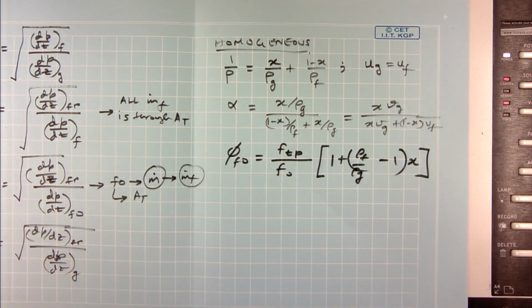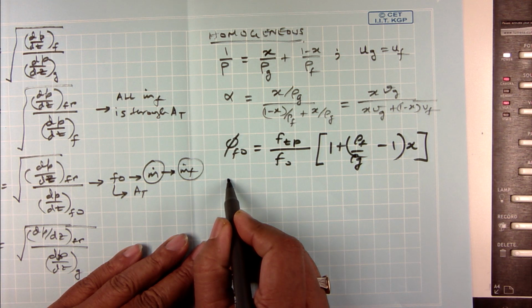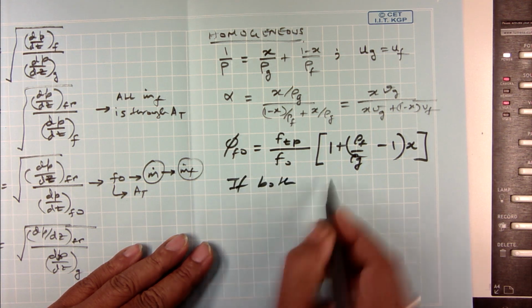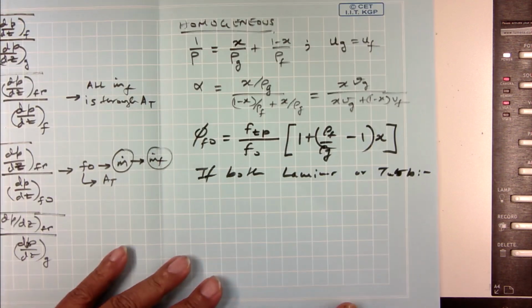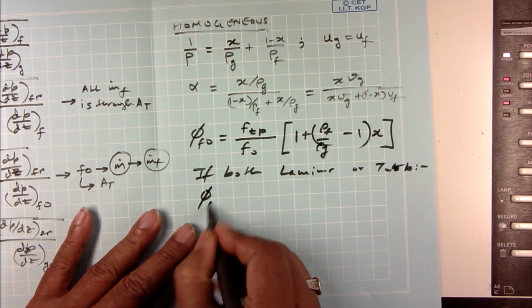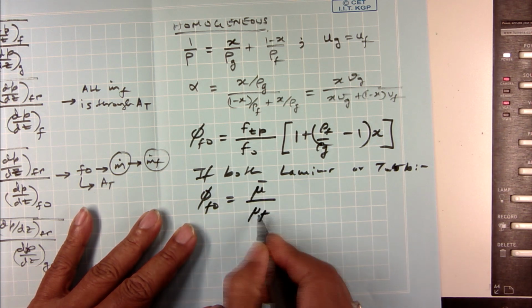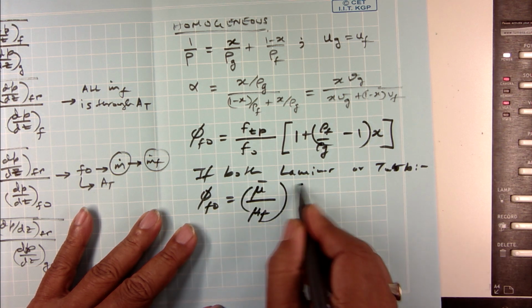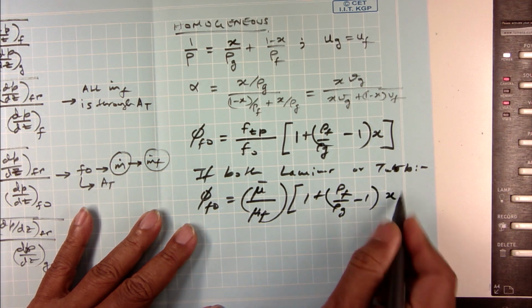Okay. And if both flows are laminar or both flows are turbulent, if both your gas and liquid have the same characteristic, then this phi f0 basically becomes your average viscosity divided by the viscosity of the fluid phase, times 1 plus rho f by rho g minus 1, times x.